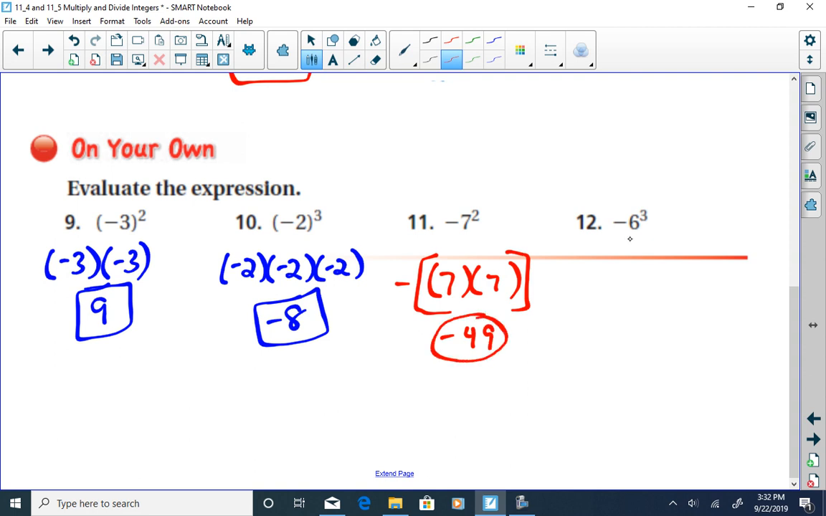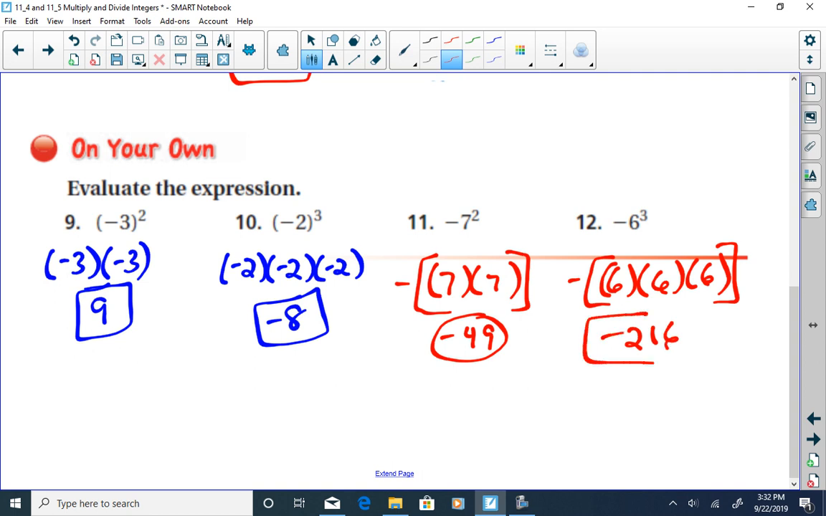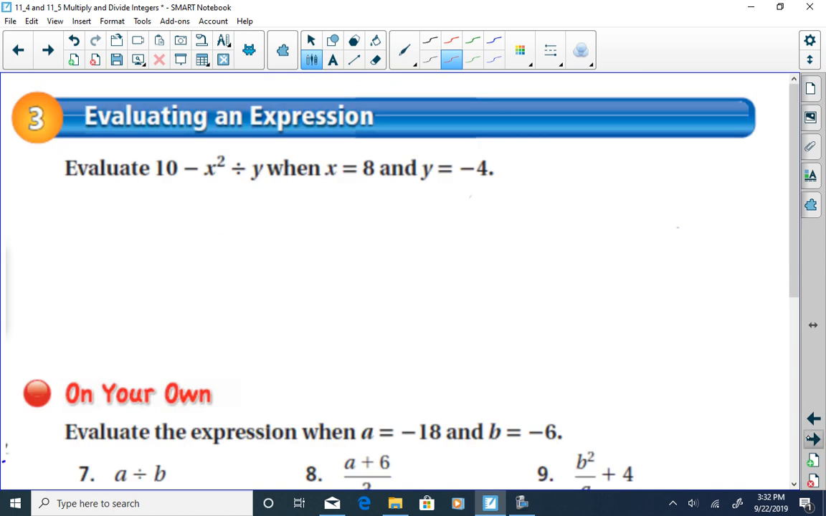All right, and then this last one, I want the opposite of 6 to the third power, which means 6 is the base. And that base is going to be used as a factor 3 times, but I want the opposite of that. 6 times 6 is 36, times 6 is 216, but I want the opposite of that. So -216 would be our answer there.